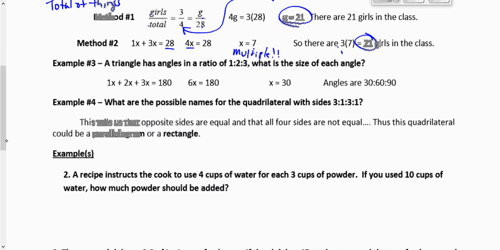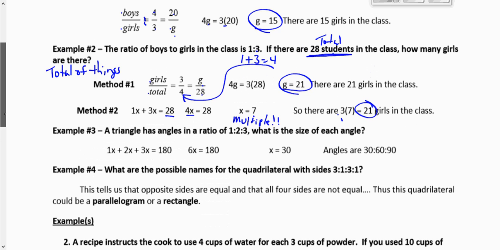Why'd you get 21 though? 3 times 7. Remember, 7's the multiple. Let me ask you this. How many boys would there be? I think 7 boys and 21. 1 times 7. 7 boys. So this class has 7 boys, 21 girls. That gives us a total of 28.